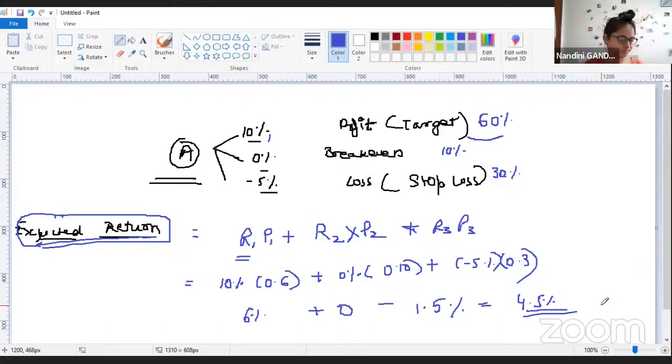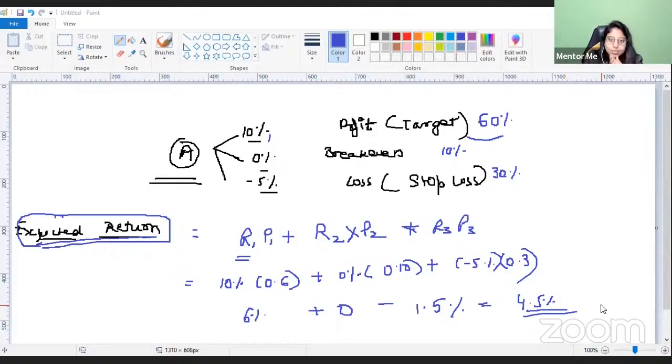Yes, ma'am. Okay, so 4.5% actually becomes our expected return here. That's the simple concept of expected value. We take the various values and multiply them with the respective probabilities and add them up to calculate our expected value. Usually used to calculate the returns, right?